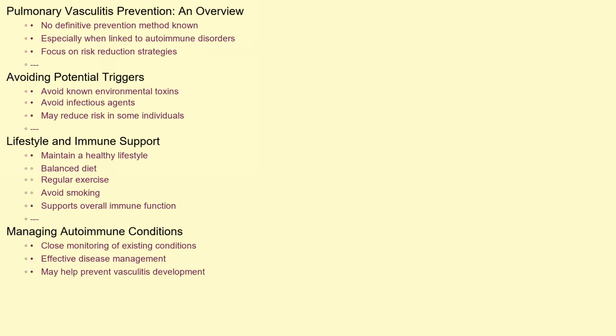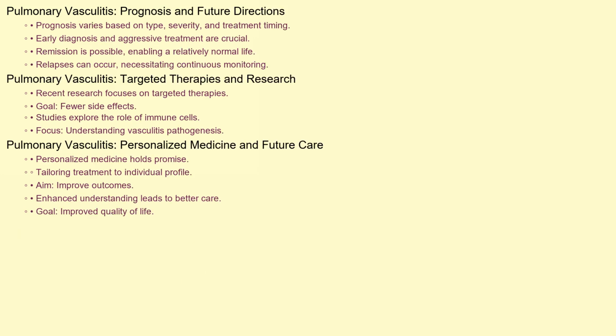Unfortunately, there's no known way to definitively prevent pulmonary vasculitis, especially when it's linked to autoimmune disorders. However, avoiding known triggers, such as exposure to certain environmental toxins or infectious agents, may reduce the risk in some individuals. Maintaining a healthy lifestyle, including a balanced diet, regular exercise, and avoiding smoking, can support overall immune function. For individuals with pre-existing autoimmune conditions, close monitoring and management of their underlying disease may help prevent the development of vasculitis.